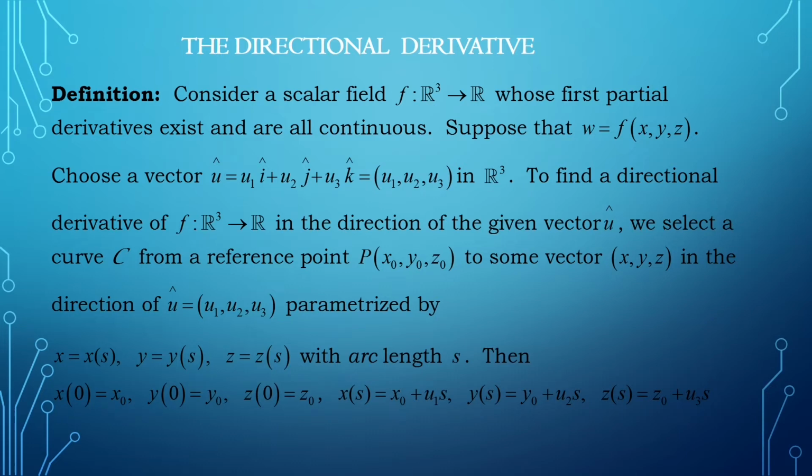After that, x of s equals x naught plus u1s, because after the displacement s, we reach the point. From x naught, we travelled s displacement in the direction of u1, so x of s equals x naught plus u1s. Similarly, y of s equals y naught plus u2s, and z of s equals z0 plus u3s.